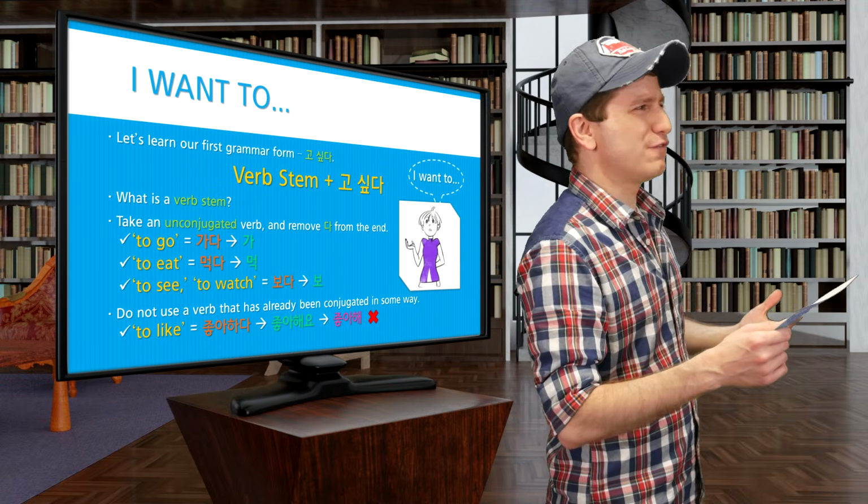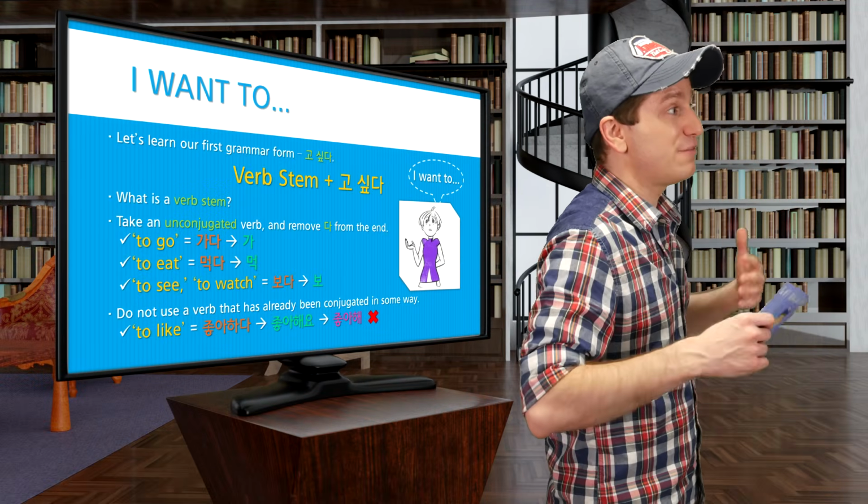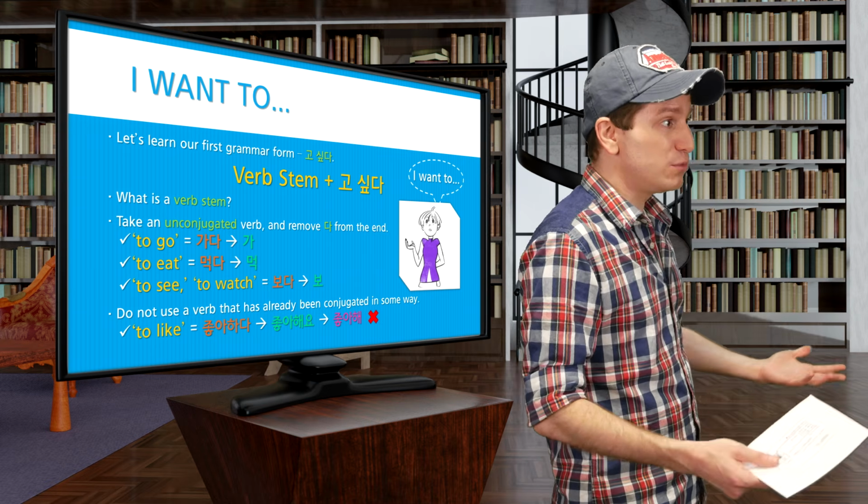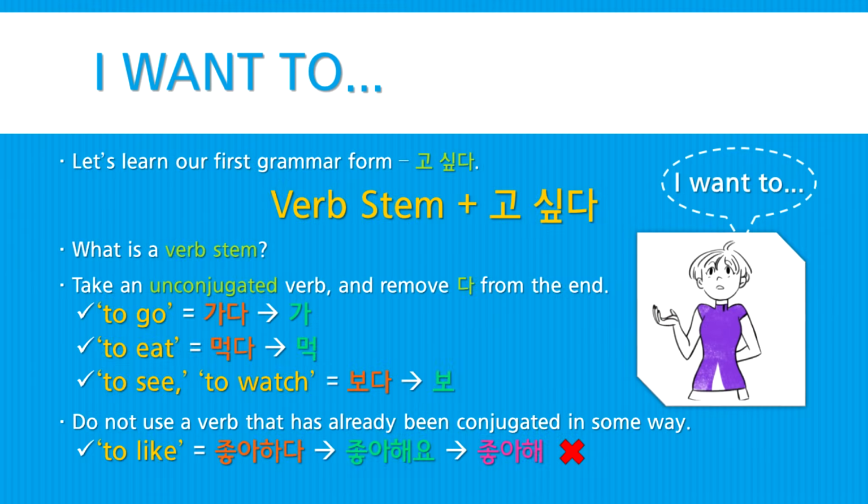First of all, what is a verb stem? Well, if you remember that a verb will end with 다, to get the verb stem, all you do is you remove the 다 at the end. 가다, to go. The verb stem would just become 가. 먹다, to eat. It would just become 먹. 보다, meaning to see or to watch, would just become 보.